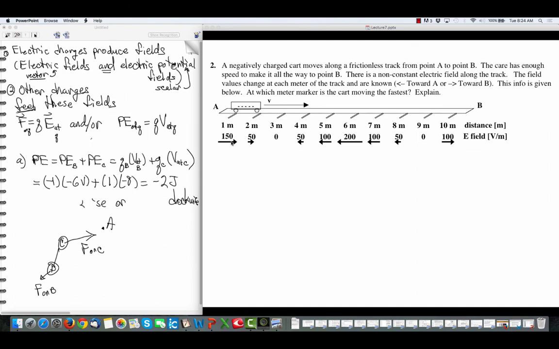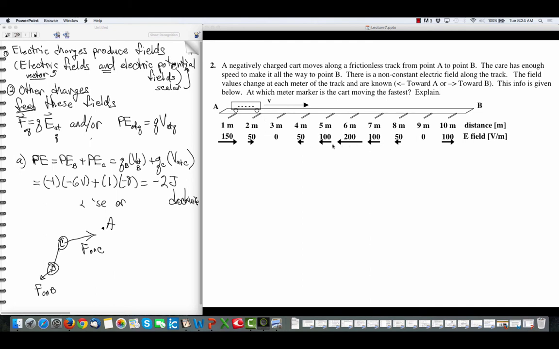The electric field is to the right at the beginning, so the cart has a force in what direction? To the left. It's slowing down. Here the electric field is smaller, but it still points to the right. So what's the direction of the force on the cart? Still to the left. Not as big, but it's still slowing down. Here, there's no electric field, so there's no force on the cart. However much it's slowed down, we know it gets to point B at the end, so we know it's still moving there.